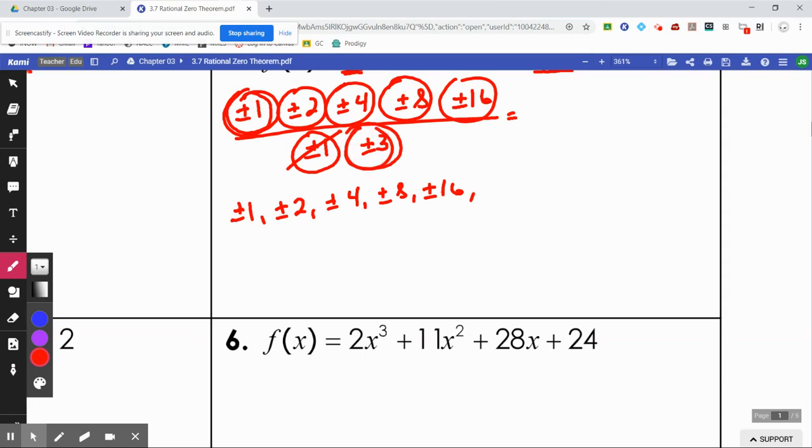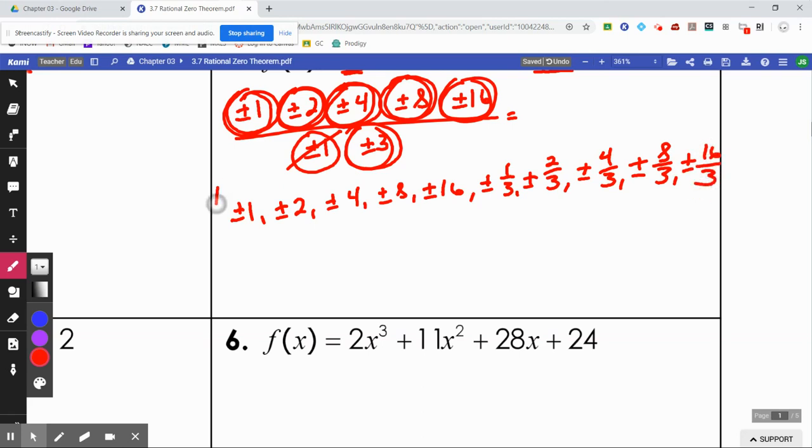1 over 3 was a positive or negative 1 over 3, 1/3. 2 over 3, which is a positive or negative 2/3. 4 over 3, which is a positive or a negative 4/3. 8 over 3, which is a positive or negative 8/3. And finally, 16 over 3, which is a positive or a negative 16/3.